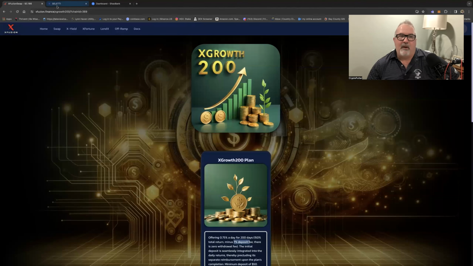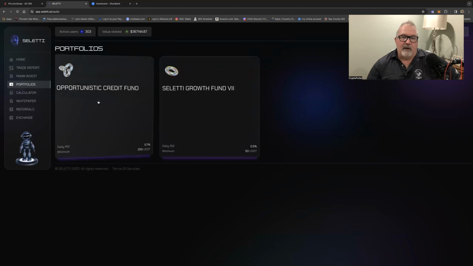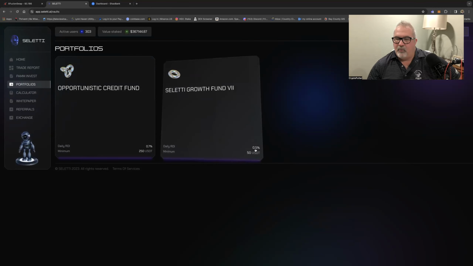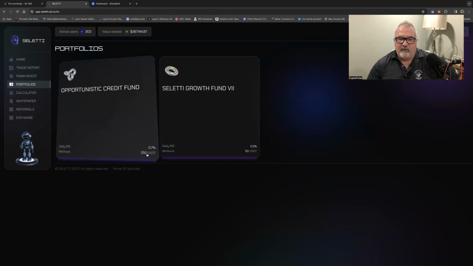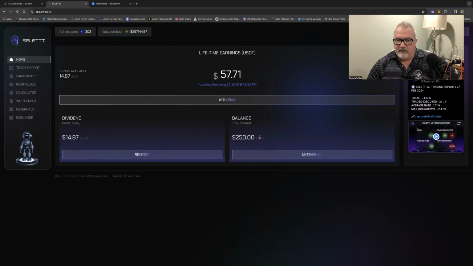Another project I want to talk to you about, which is another banger, is Seletti. Seletti's been doing phenomenal. They do a lot of trading, is basically what this is, from what I can gather. You've got two different funds that you can choose from. If you want to just do $50 on this, your daily ROI is 0.5%. If you want to do 250, you can get 7% per day. This is the one that I did. You can see here, I got the 250 in there.